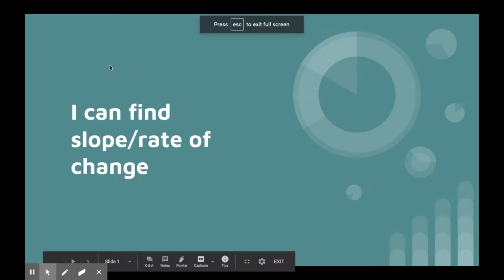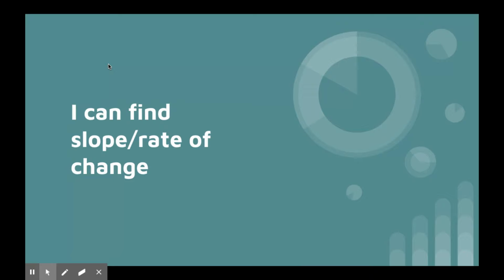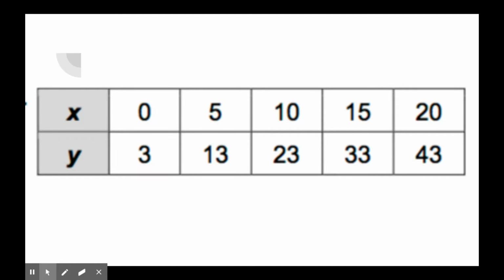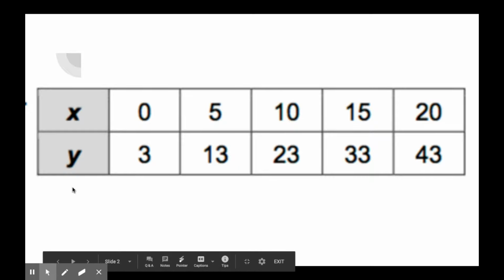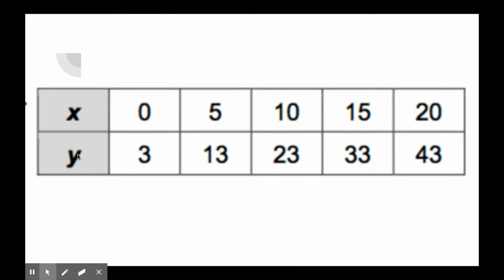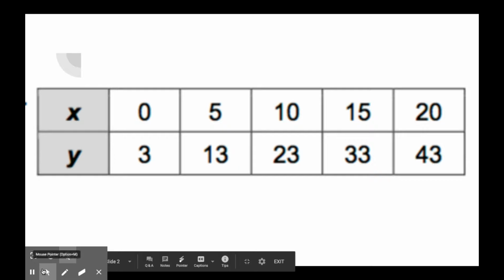Hey guys, today's lesson we are going to focus on finding slope, which can also be called the rate of change. We're going to do this by looking at tables and graphs. So last week we talked about proportional relationships. This week, when we're looking at rate of change, we're not looking at the constant. We're looking at the change in my y over the change in my x.